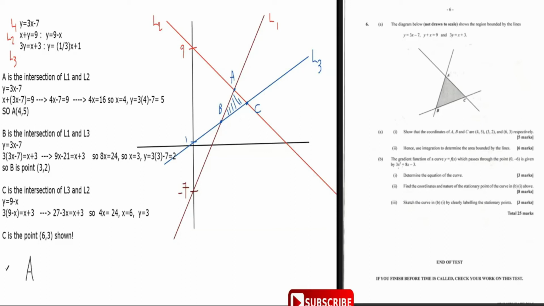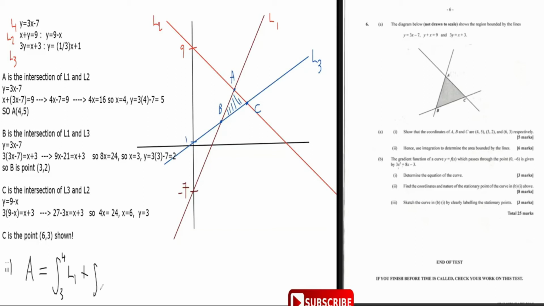So this is part 2. The area A is going to be equal to the integral of this line. This line is L1. So we're integrating L1 from B to A. B's x point was 3, so integrating from 3 to 4 of L1, plus we're then going to integrate from A to C.